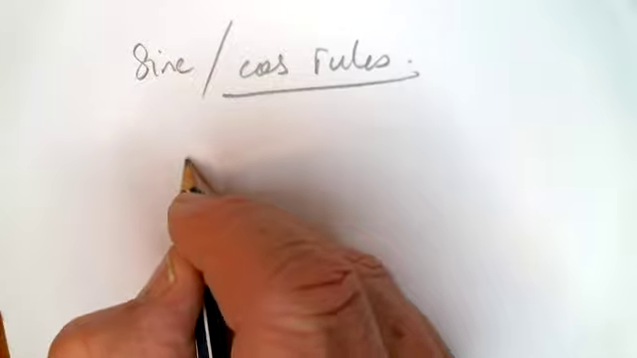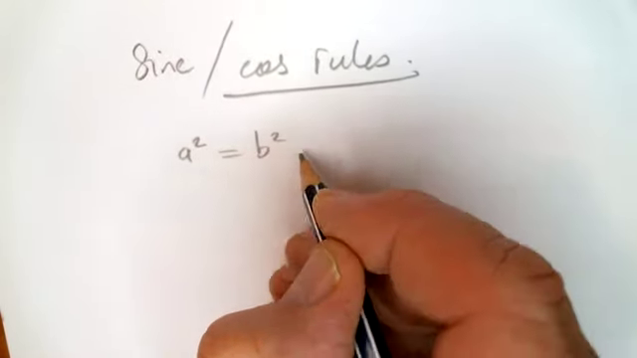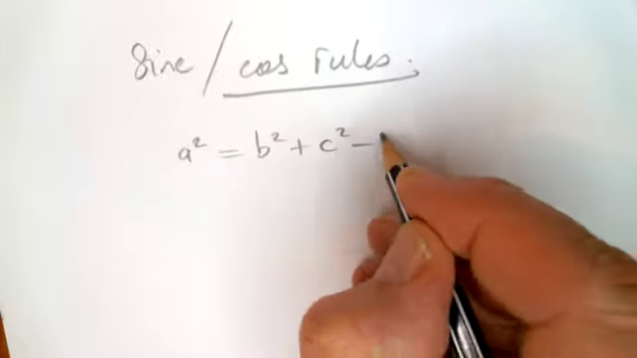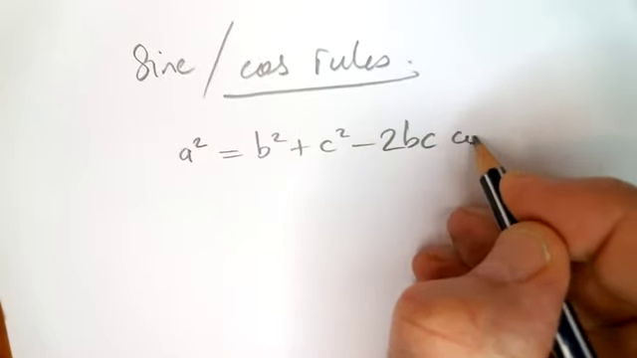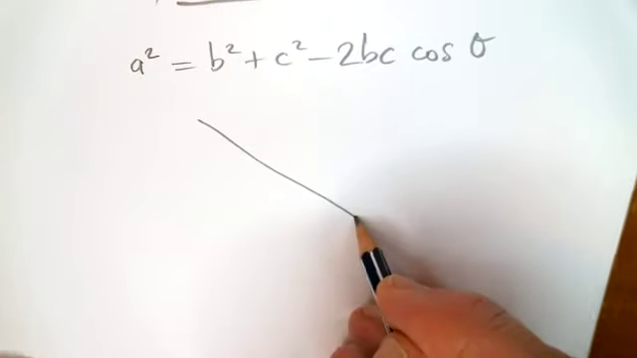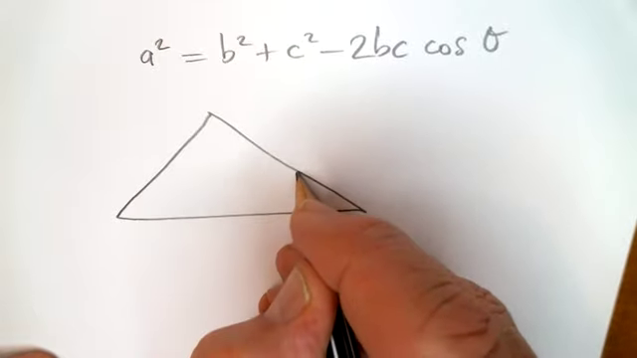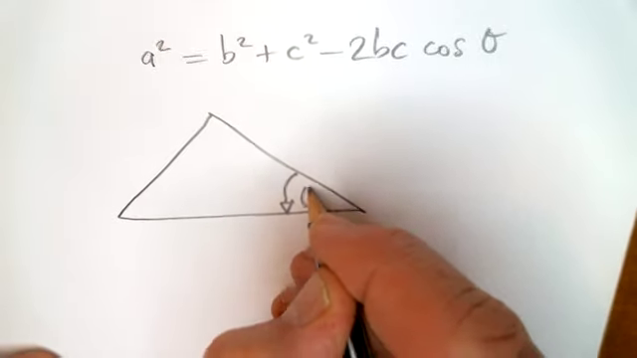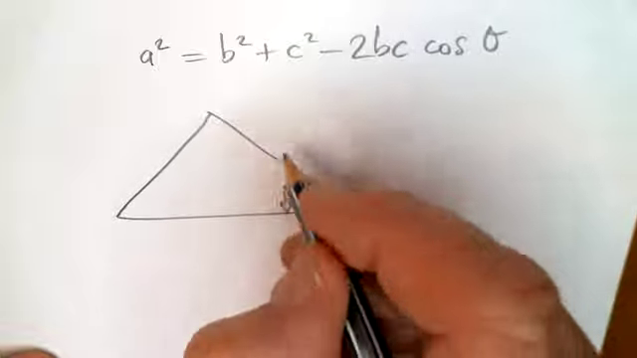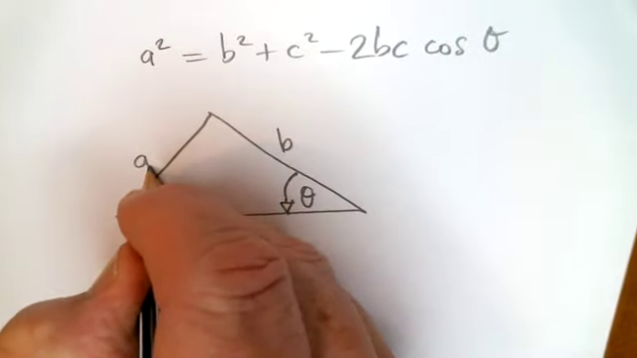So the cos rule in itself states that a squared is equal to b squared plus c squared minus 2bc cos theta. So in other words, if you had some sort of triangle that looks as such, and let's say this was angle theta, here it is, and let's say this was side B and this side was C, and this here was side A.